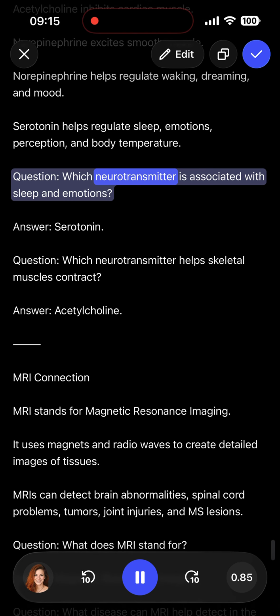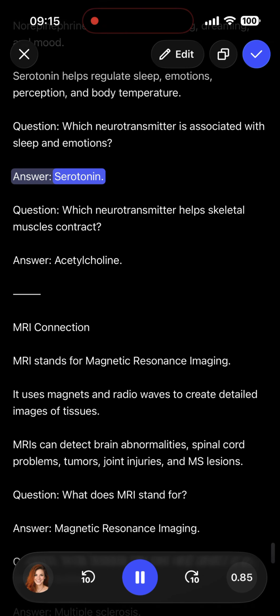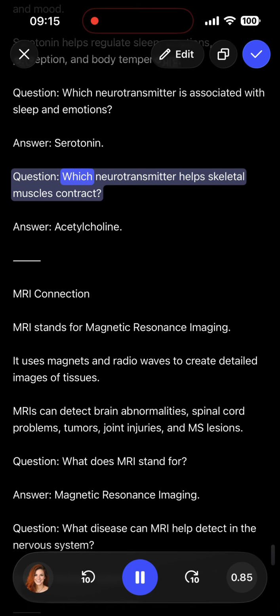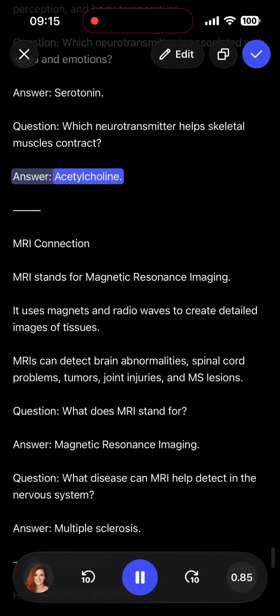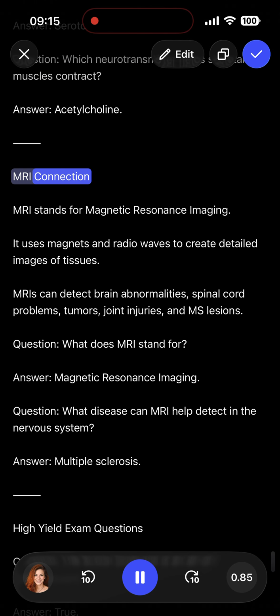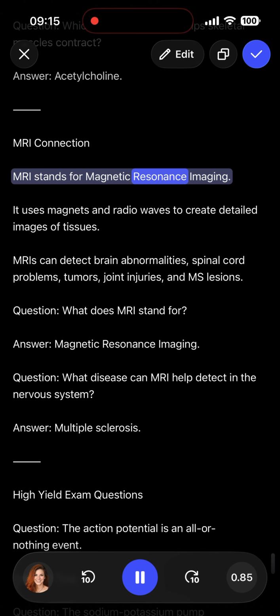Question, which neurotransmitter is associated with sleep and emotions? Answer, serotonin. Question, which neurotransmitter helps skeletal muscles contract? Answer, acetylcholine.